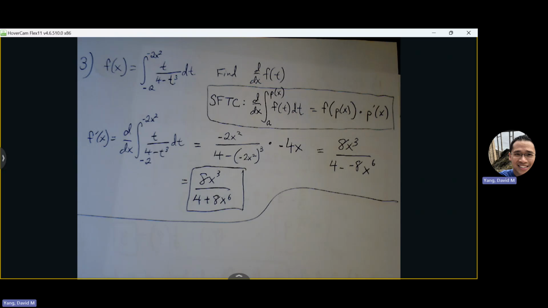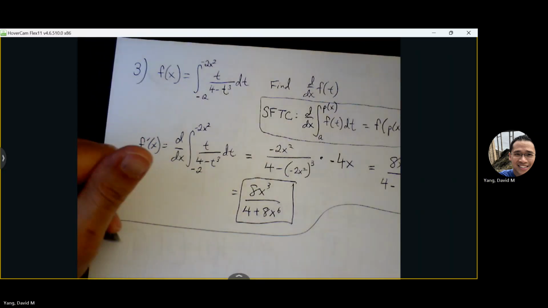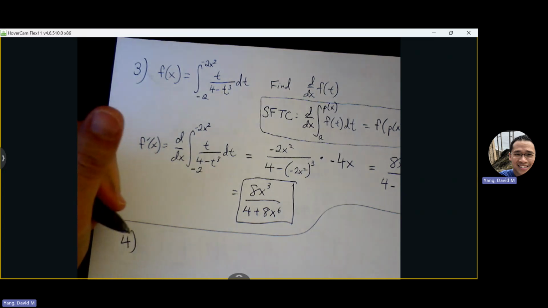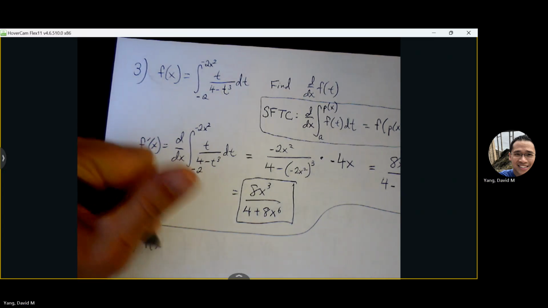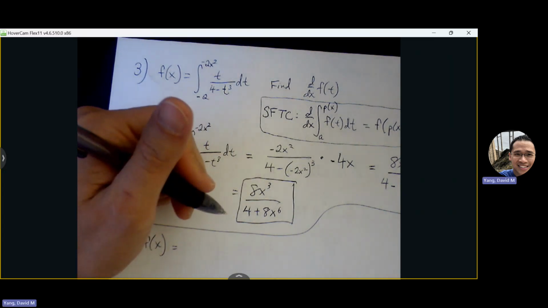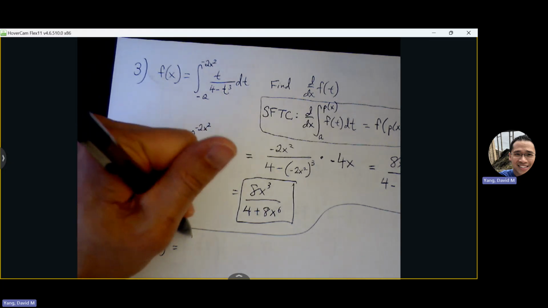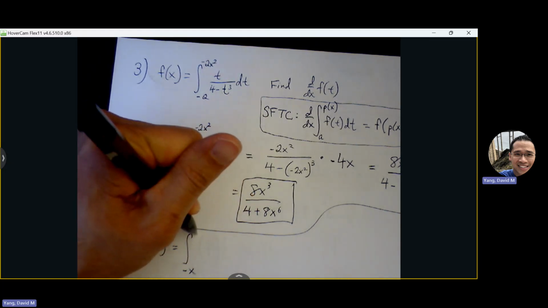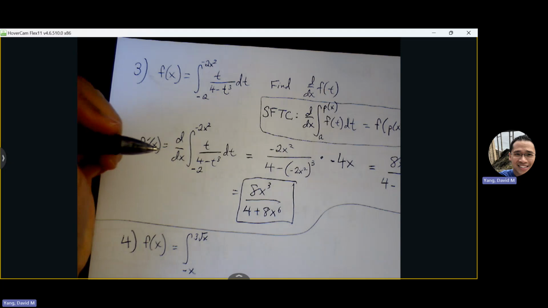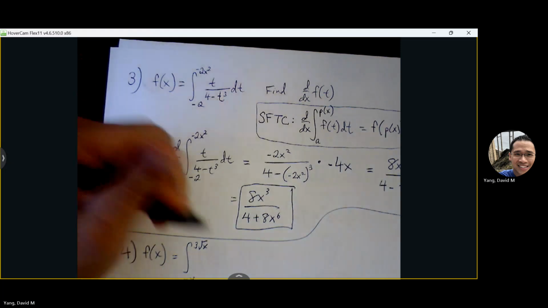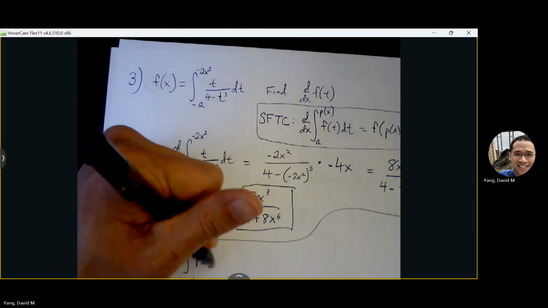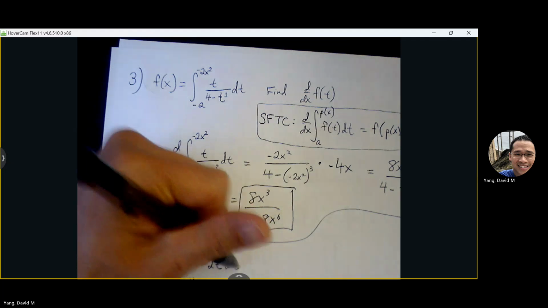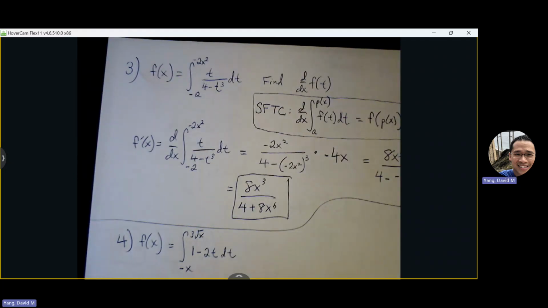Okay, any questions? All right, number 4. F of x is the integral from negative x to 3 root x, and then again we're asking to find the derivative of this function here.